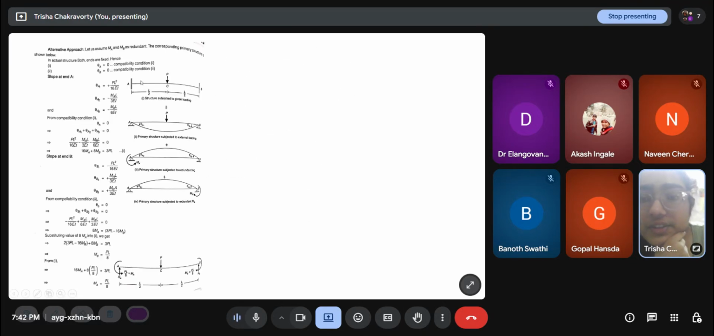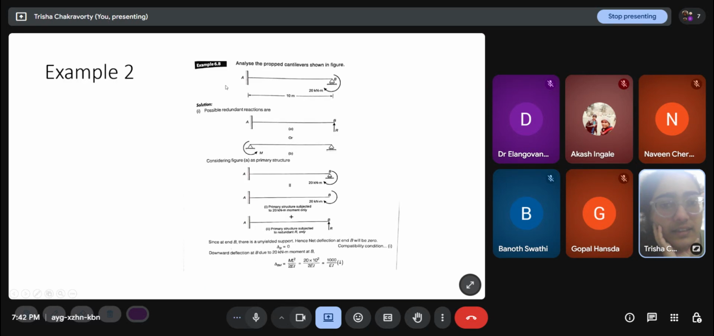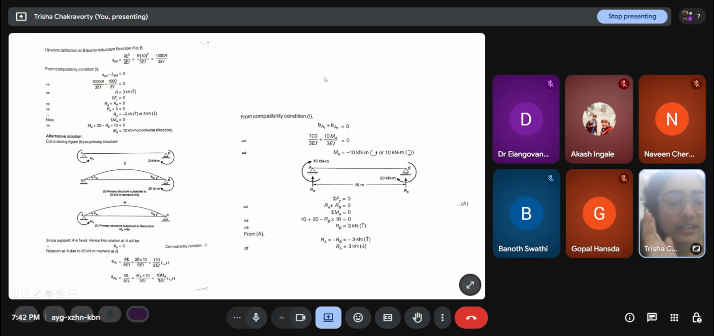The alternative approach is I remove the moments. I assume that MA and MB are redundant. So I convert it into a simply supported beam, the primary structure. Then the secondary structure is a simply supported beam with a moment here, and another is a simply supported beam with a moment here. My compatibility conditions will be theta A is 0 and theta B is 0. That is, the slopes at A and B both have to be 0. For a propped cantilever, we have already seen what we do. We can convert it into a cantilever or a simply supported beam, and so on.